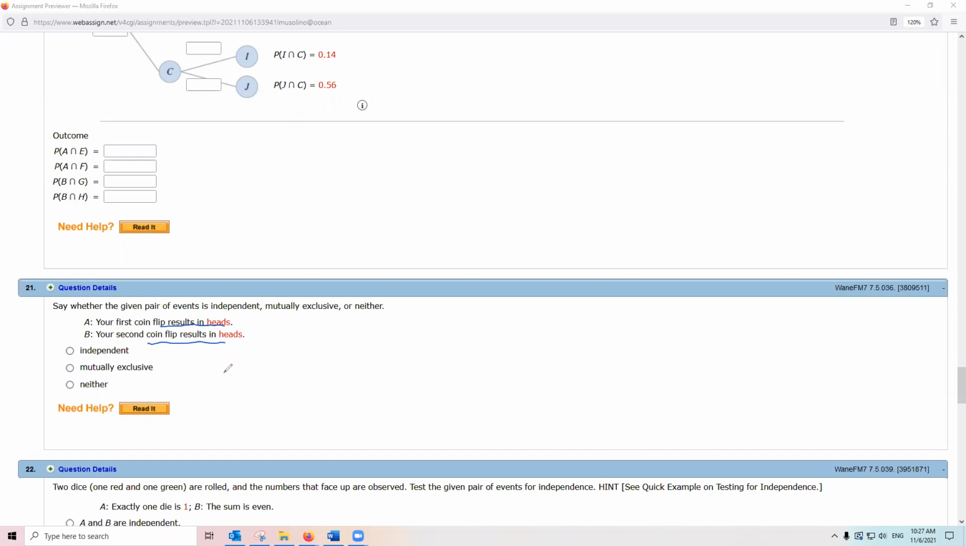Well, the answer is no, right? These coin flips are totally independent from each other. You know, the coin has no memory. So what happens on the second coin flip is totally independent from what happened on the first coin flip. So these events are independent.